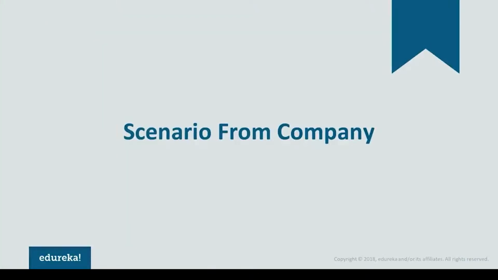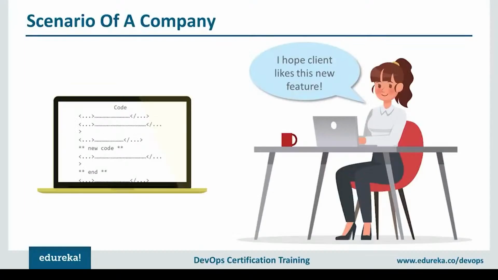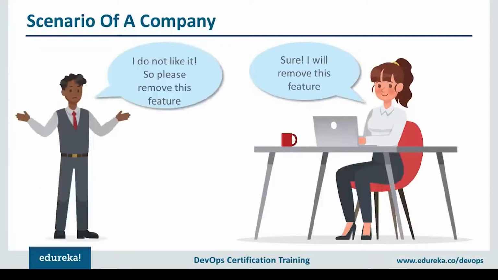So first, let's consider a scenario of a company. Alice is a developer of a company and deals with deploying new features in the UIs created for the clients. Here, she implements a new feature in the UI hoping that her client would like it. But the client doesn't like the feature and asks her to remove it. As a result, she deletes the code.